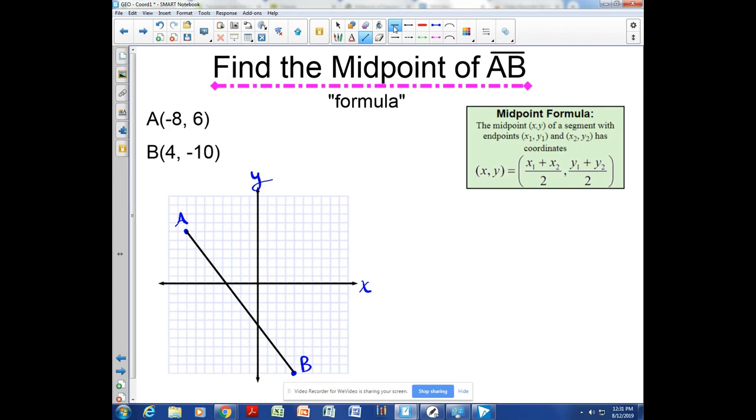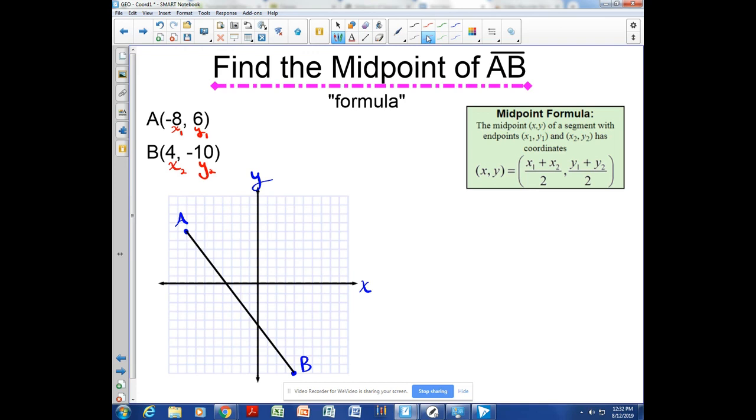Okay, so if we go back to our points, we can see that each point is a set of coordinates. The -8 is a value for x, and the 6 is a value for y. I'll call these subscript 1, my first point. The 4 is my other value of x, and the -10 is my other value of y. I'll call these my seconds.